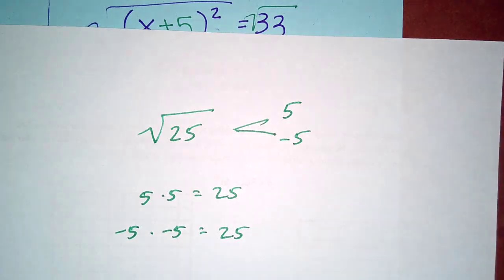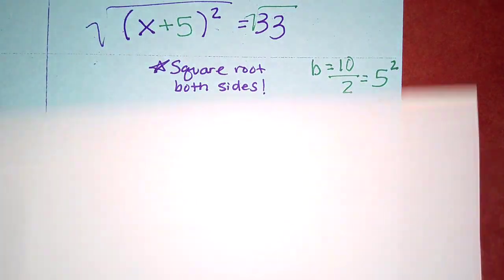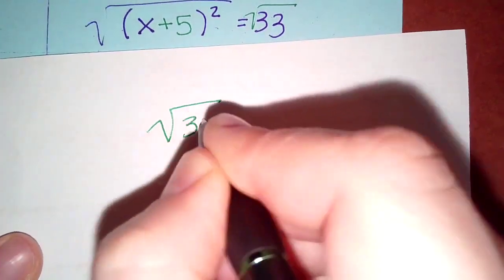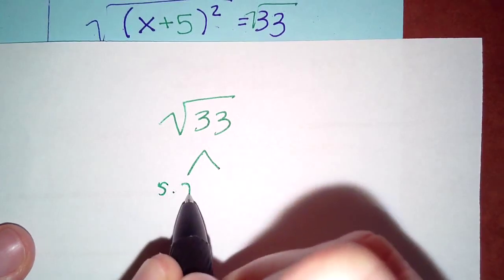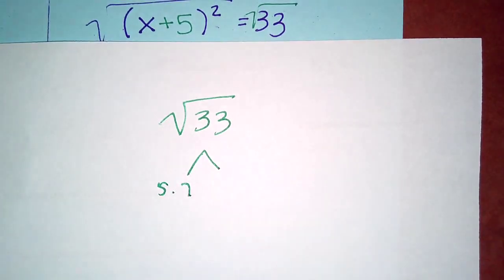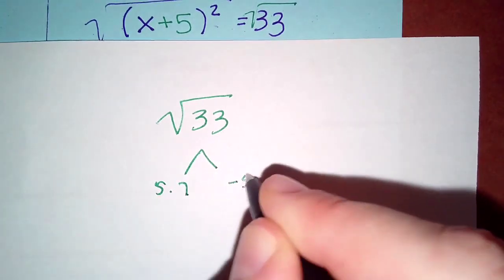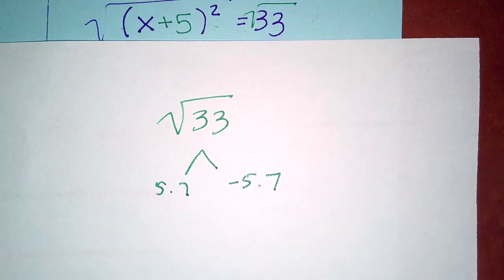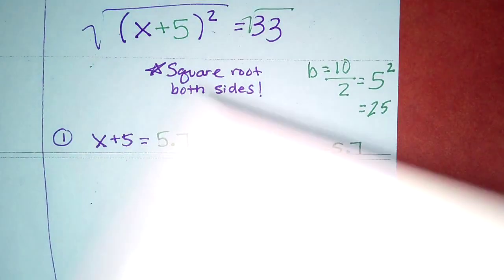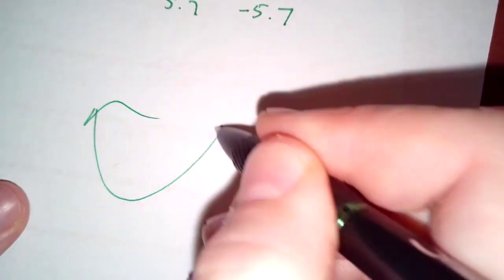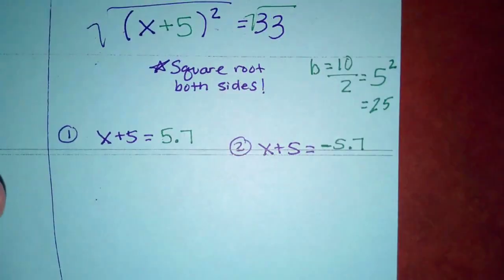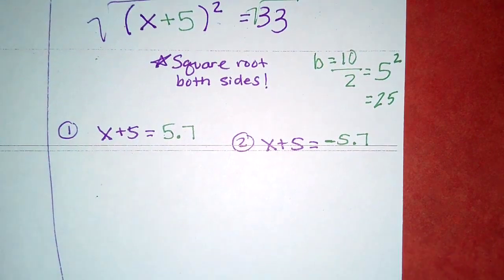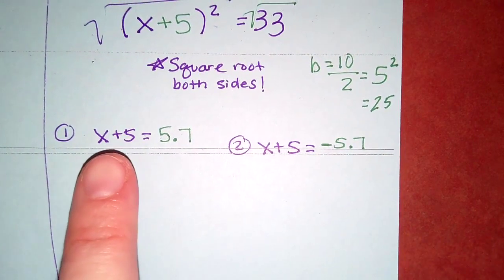So this time it just happened to be decimals. So when I square rooted 33, I get 5.7. I had to round. Or it could have been negative 5.7. So we have to create 2 equations because our parabola crosses 2 points. That's still what we're finding. Really good question though. Okay, and we solve the same way for each.